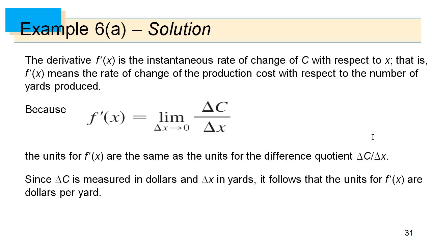The units of f prime are the same as the units for the difference quotient, change in c over change in x. And since change in c is measured in dollars, right, how much your monetary cost is going up, and change in x is measured in yards, we're going from 5 yards to 5.2 yards, etc., it would make sense that the units for your derivative are going to be dollars per yard, right? We always say per when we divide by something, so dollars per yard.